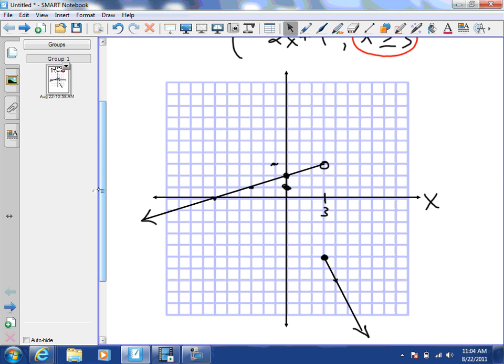So this is for the problems that are piecewise graphs. Use this as a tool, and let me know tomorrow when we come in here what we need to look over.